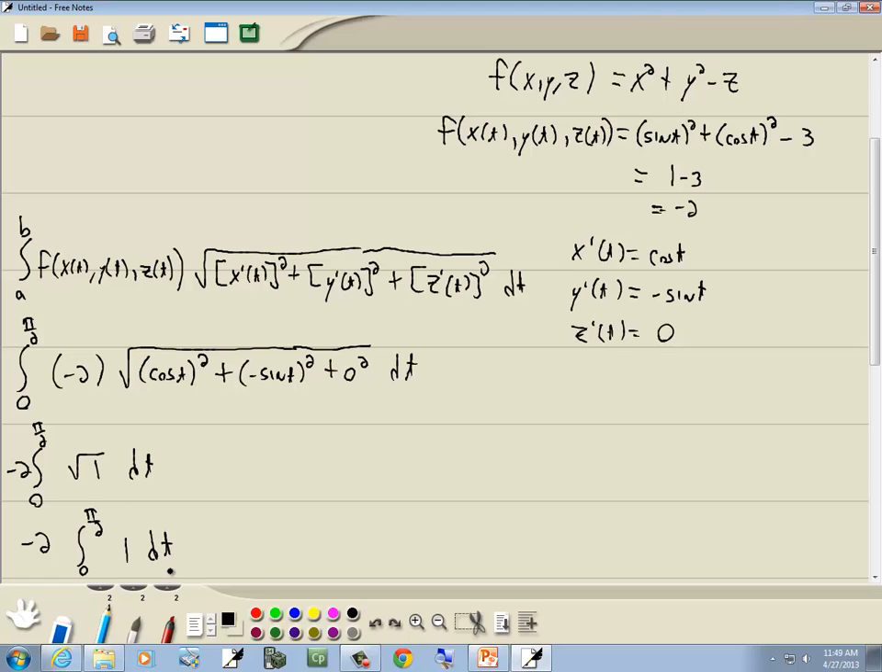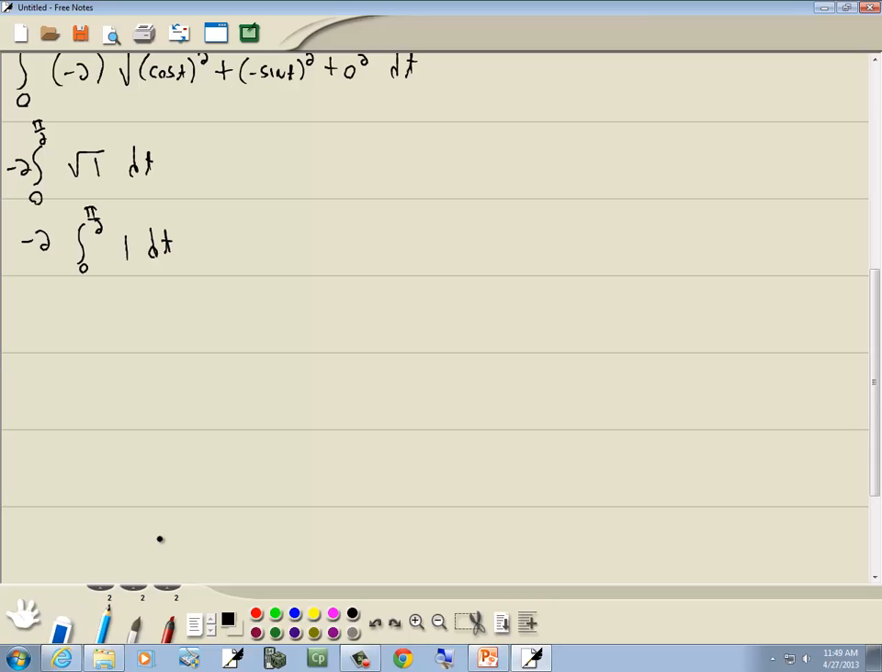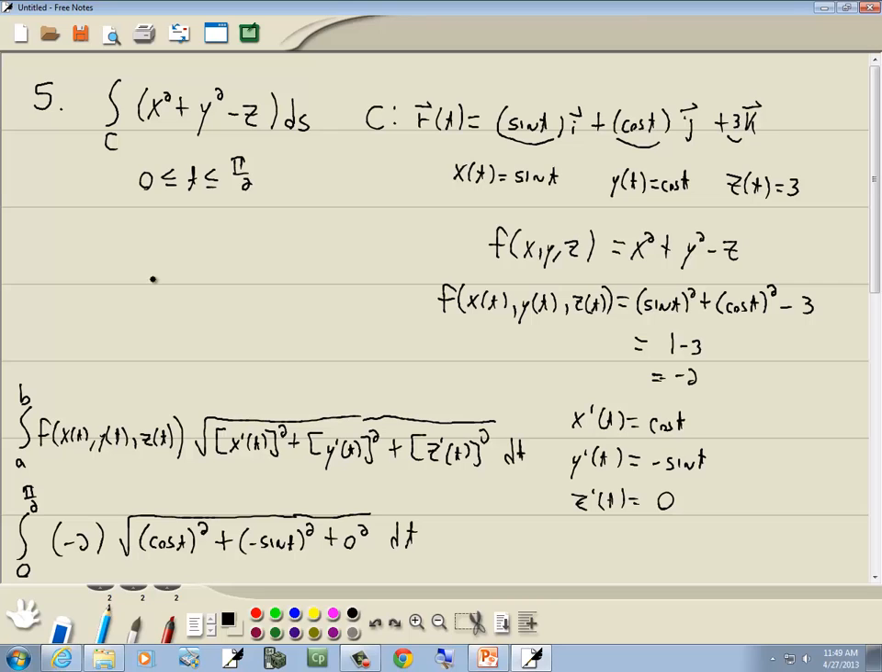And now we're ready to take our integral. Negative 2 stays out in front. The integral of 1 is 1t or just t from 0 to pi over 2. Well, now if we plug in those values, I'm going to have pi over 2 minus 0. Those 2's cancel, and we end up with negative pi for our answer. Don't really have room for an equals on that one, but let me go ahead and save that.